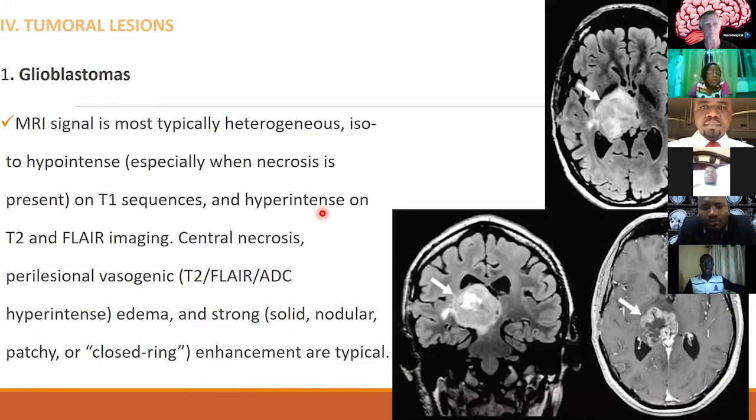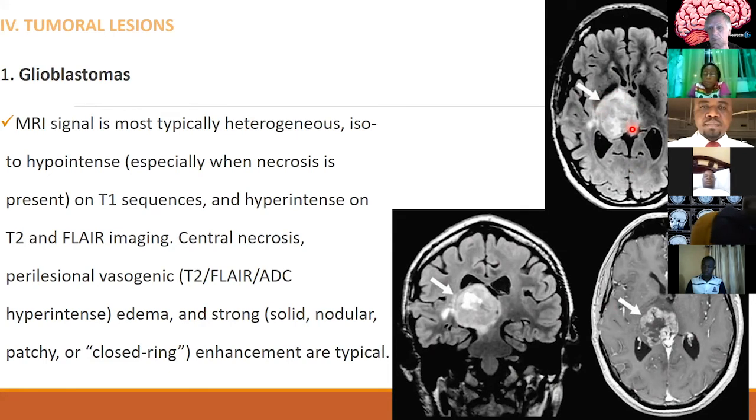Finally, we shall talk about some tumoral lesions. Glioblastoma represents the main tumoral lesion of the thalamus. On imaging, like on this T2 sequence, we will have a heterogeneous hypersignal around the thalamus, with a mass effect on the anterior horn of the lateral ventricle.